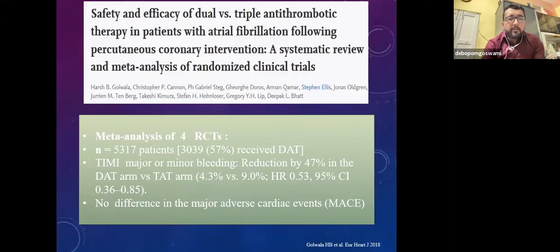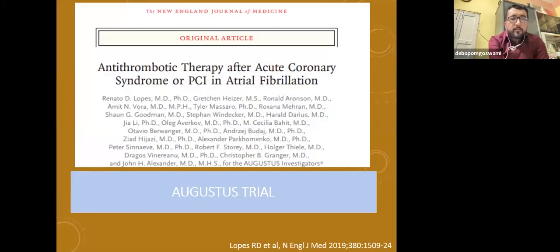Now the meta-analysis of 4 RCTs, where the number of patients was around 5,317. For TIMI major and minor bleeding, there was a reduction of 47% in the dual antithrombotic arm versus the triple antithrombotic arm, and there was no difference in the major adverse cardiovascular events. Next slide. Now coming to the AUGUSTUS trial, which was a trial for apixaban.